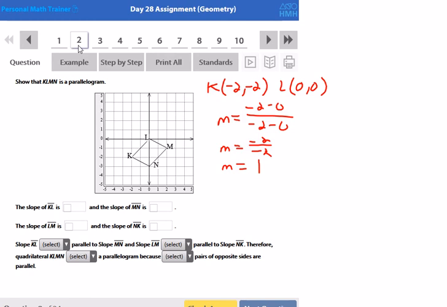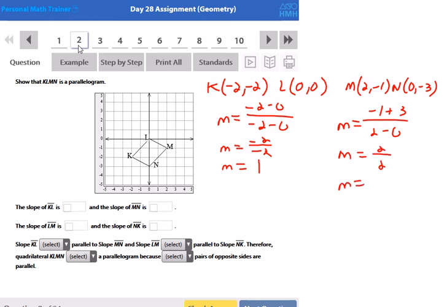And MN, M is at 2, -1, and N is at 0, -3. So the slope of that is -1 plus 3 over 2 minus 0, and that's going to be 2 over 2, which is 1. So both of those have a slope of 1.